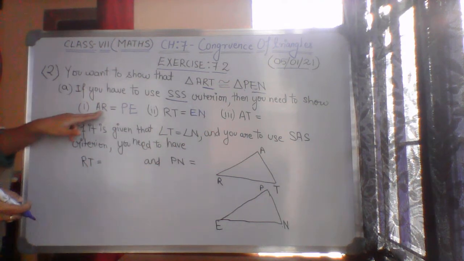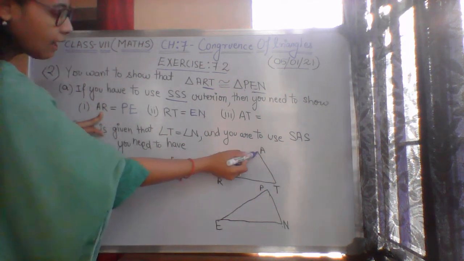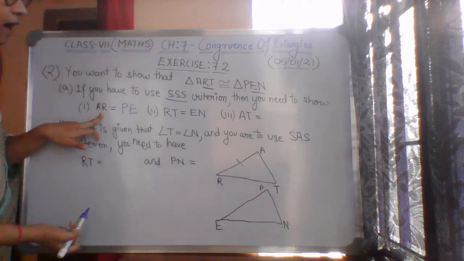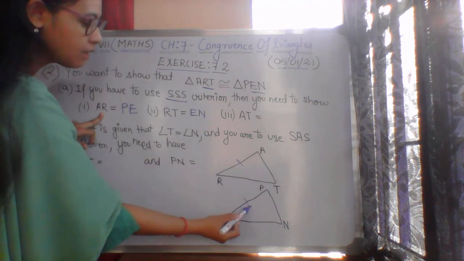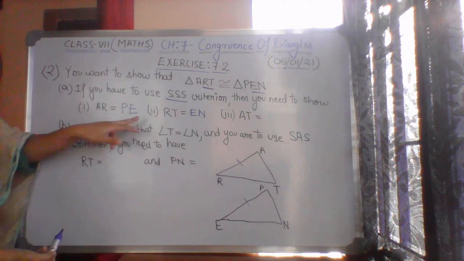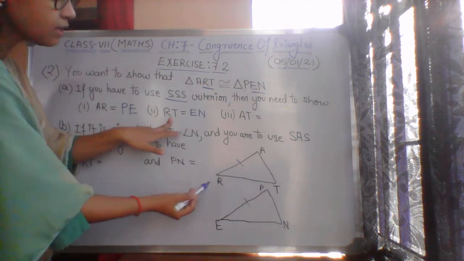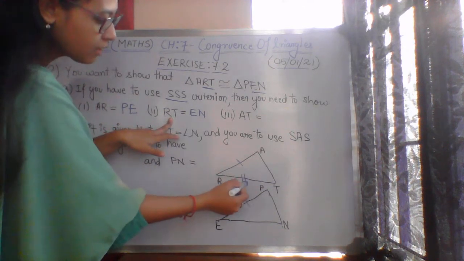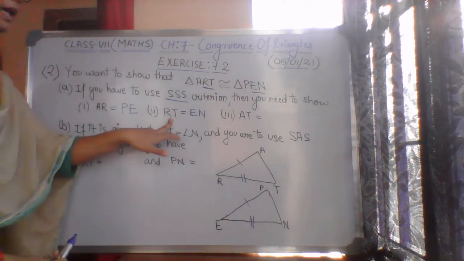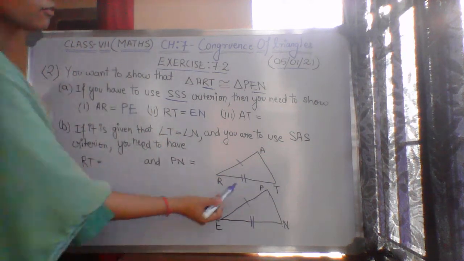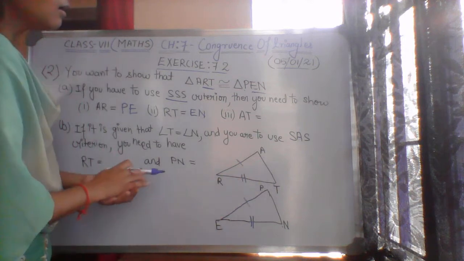Okay, so first, which side should be equal? AR. This AR should be equal to PE. Next, RT should be equal to EN. And next, what is left? TA.